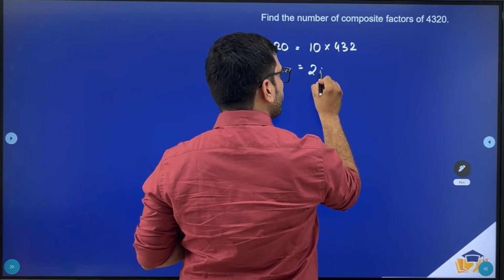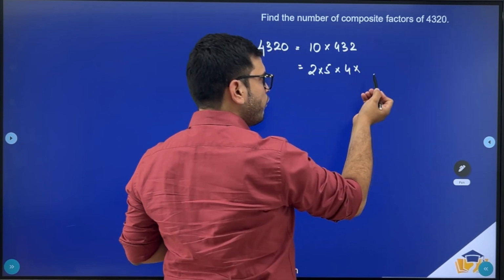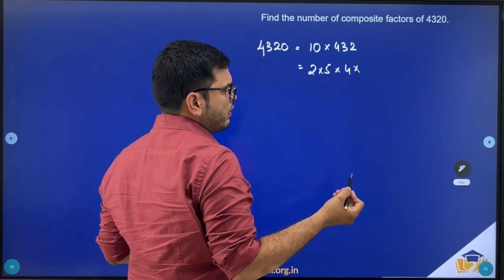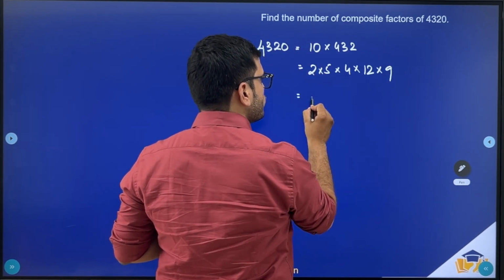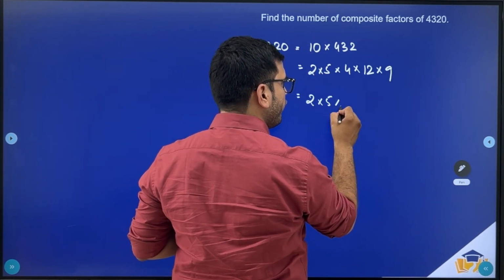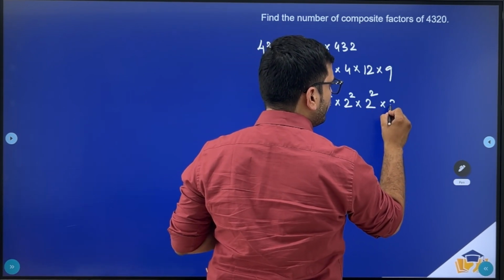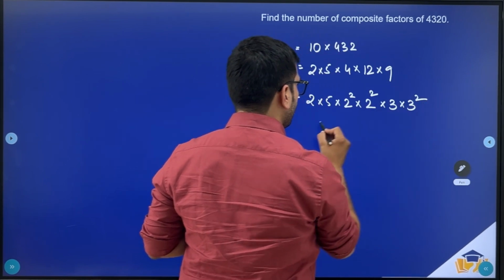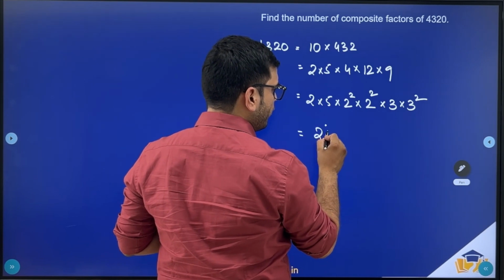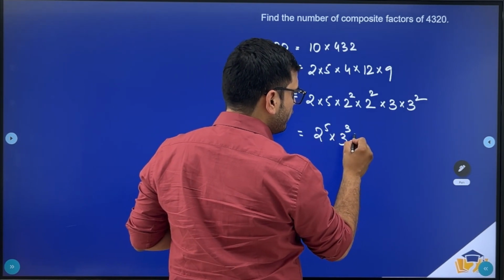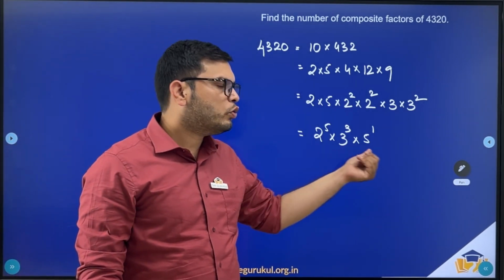10 I can write this as 2 into 5. 432 I can write this as 4 into 108. 108 can also be written as 12 into 9. So this would be 2 into 5 into 2 square into 2 square into 3 into 3 square. So this would be 2 power 5 into 3 power 3 into 5 power 1. Now first let's find the total number of factors.